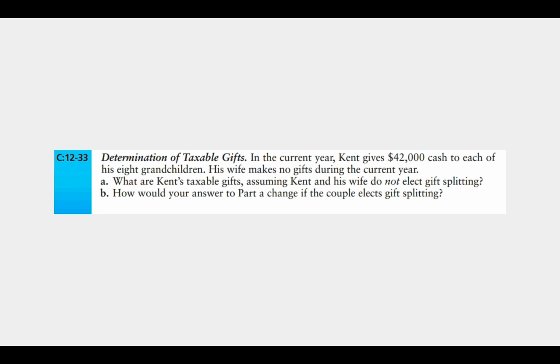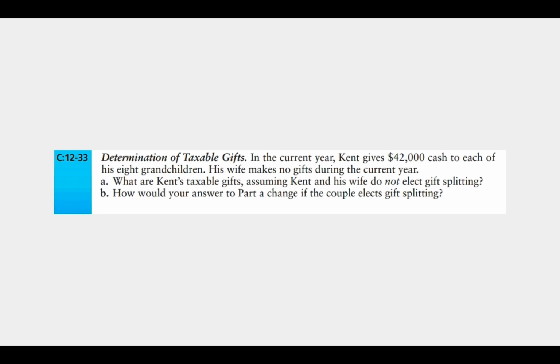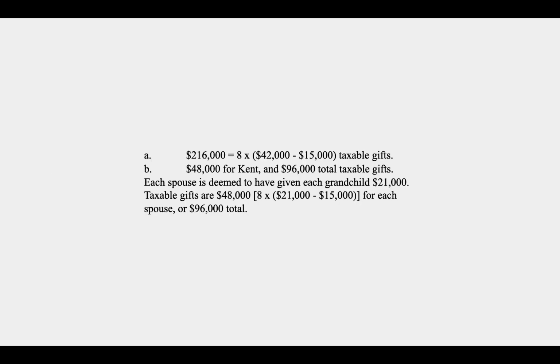In the current year, Kent gives $42,000 cash to each of his 8 grandchildren. His wife makes no gifts during the current year. A. What are Kent's taxable gifts, assuming Kent and his wife do not elect gift splitting? If they don't elect gift splitting, remember this is treated as only coming from Kent. So Kent gets to take a $15,000 annual exclusion for each person each year. So he made gifts to his 8 grandchildren. For each grandchild, he gave $42,000, and he gets to exclude $15,000 of that.